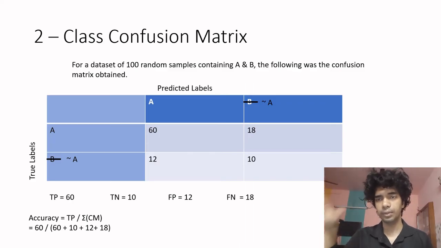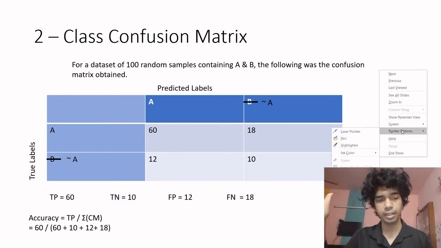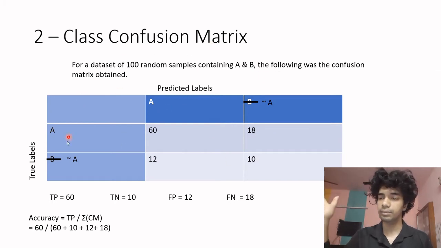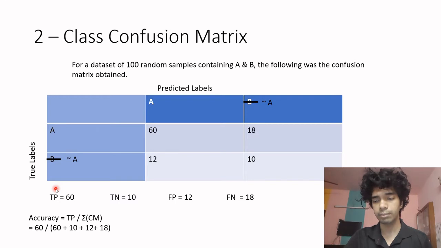This is what we saw last time, the two-class confusion matrix. We had predicted labels. We had a 2x2 matrix where we had class A and class B, wherein we replaced class B with not class A. Where true labels, predicted labels, accuracy would be true positive divided by all the values in the confusion matrix, or better to say the sum of true positive, true negative, false positive, false negative, or the sum of the entire confusion matrix itself, or the total number of instances.